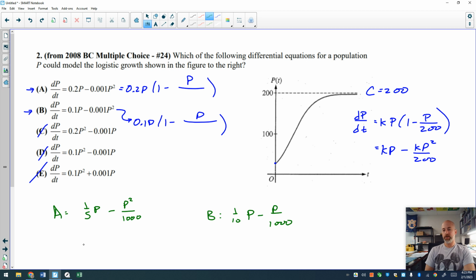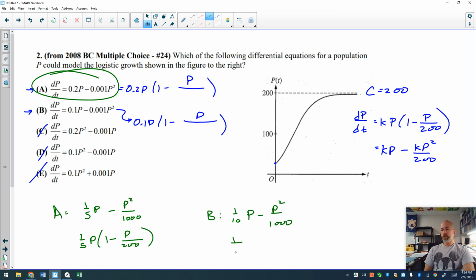If I factor out that initial amount, 1/5 P, I'll have 1 minus P over, and 5 times 200 does give me 1,000. So I really like option A now. Let's look at B just to be sure. I left out my P squared right there. That's 1/10 of P. If I factor that out, I'm left with 1 minus P over, and 10 times 100 gives me 1,000. I needed a carrying capacity of 200, so that confirms A was correct. And so there's my lesson on the logistic model, and I am sore-throated and ready to quit.